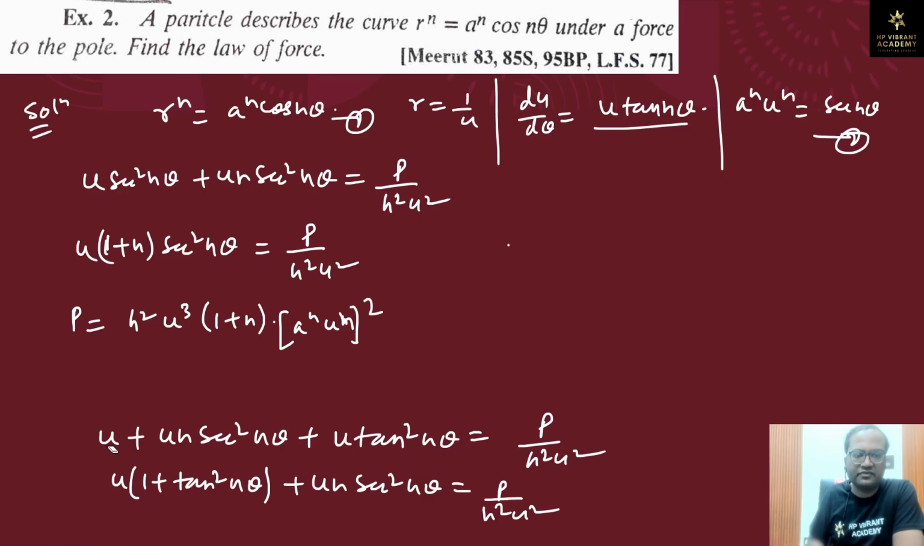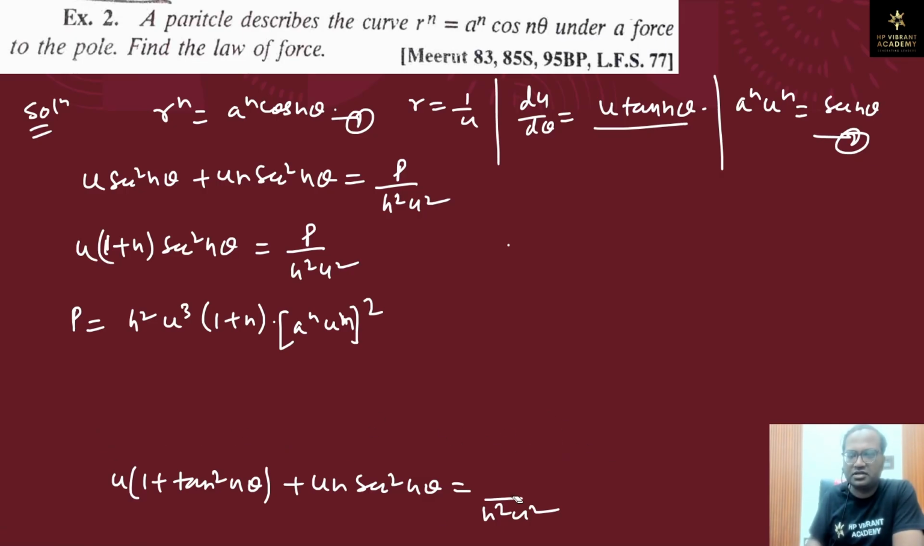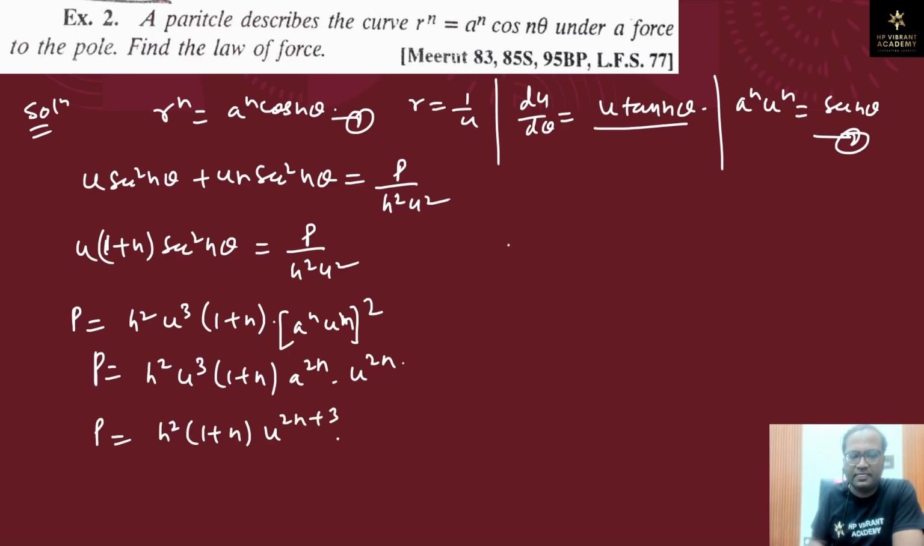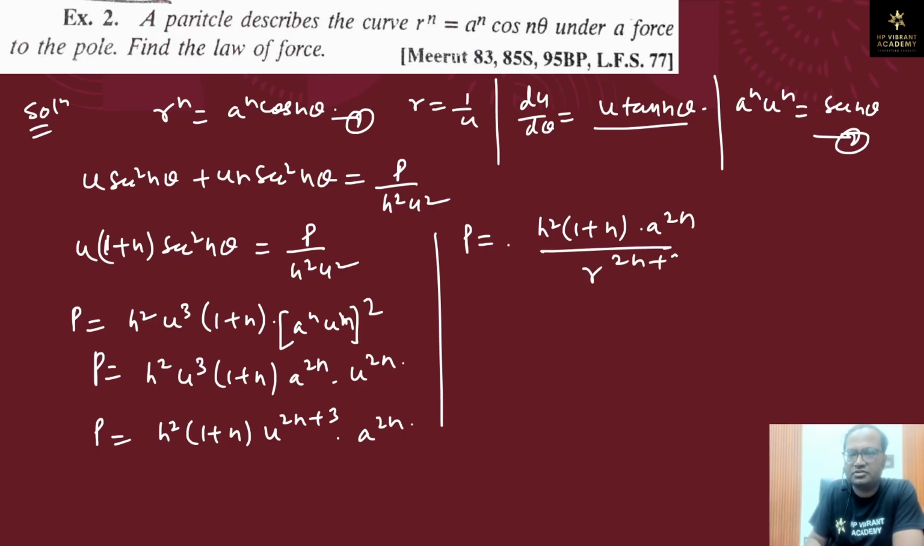Okay, so let us further simplify this. So we have the central acceleration p as p is equal to h square. Here we have u cube, 1 plus n into a to the power 2n and u to the power 2n. So we have p is equal to h square into 1 plus n, u to the power 2n plus 3 into a to the power 2n. So we have the central acceleration p is equal to h square 1 plus n into a to the power 2n upon r to the power of 2n plus 3. So we have the central acceleration is inversely proportional to r to the power 2n plus 3.